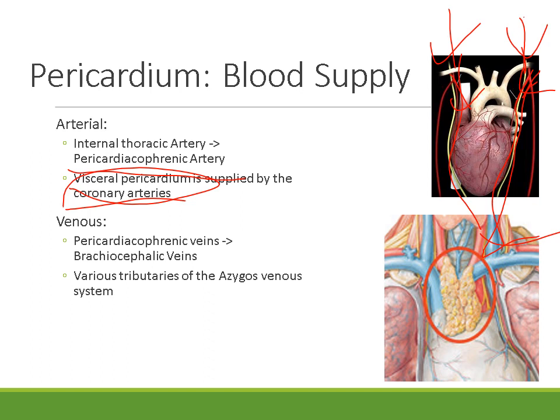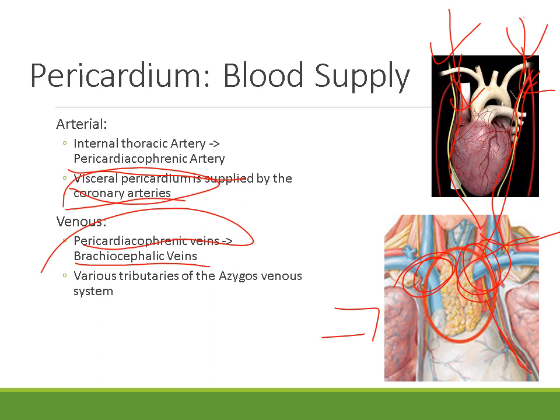Venous blood flow, draining the pericardium, just goes in the opposite direction. So we still have the pericardiophrenic vein draining the pericardium. The pericardiophrenic veins, though, drain into the brachiocephalic veins. If you look at this bottom picture here, these are the brachiocephalic veins. So pericardiophrenic veins are coming up the sides of the pericardium and then into the brachiocephalic veins.